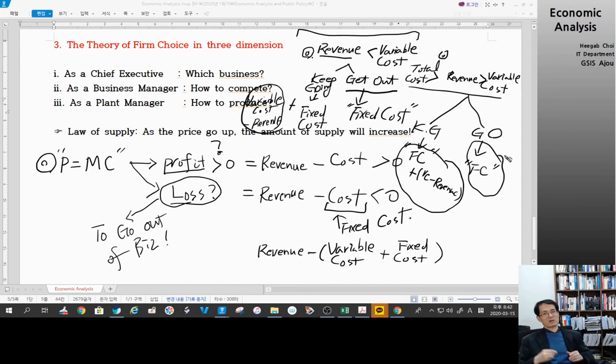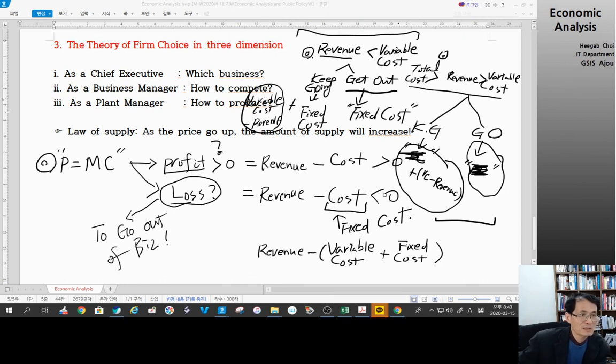So what's the conclusion? Even though you are making a loss, which means that the total cost is much bigger than your revenue, if your revenue is bigger than the variable cost, you should keep going. Otherwise, if you close your shop, you will incur a huge loss. You should wait until the lease contract ends. After the lease contract ends, you definitely should go out. Why? This fixed cost no longer matters, right? So why don't you go out? This is the conclusion that I made.